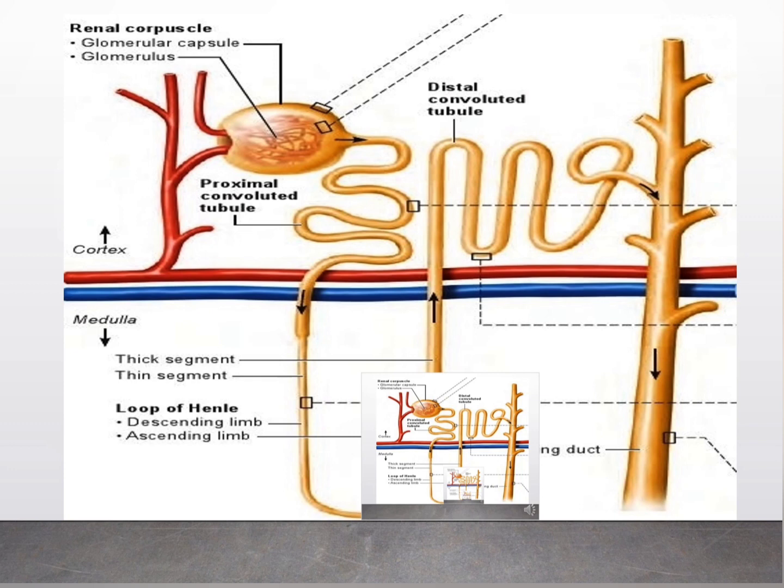Then the U-shaped Henle's loop, which has the descending limb, Henle's loop, and ascending limb. Then the distal convoluted tubule, and finally it is connected with the collecting duct. Actually, this is the thick segment, thin segment. So this is the thick descending limb, thin descending limb, thick ascending limb, and here the thin ascending limb.